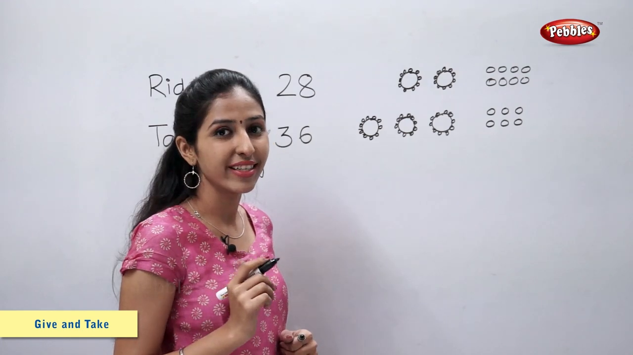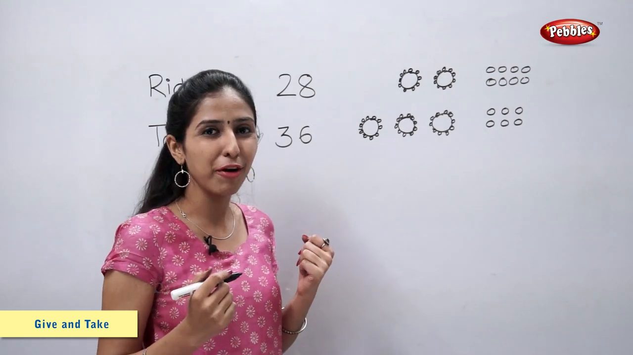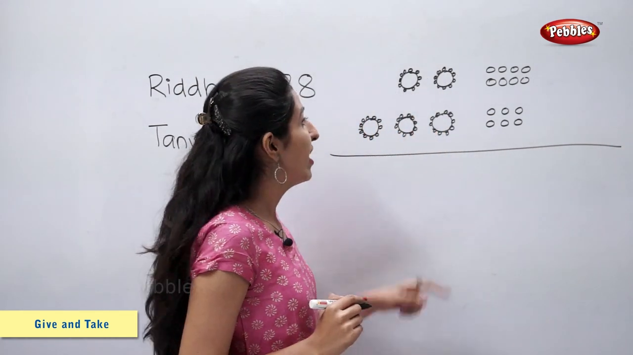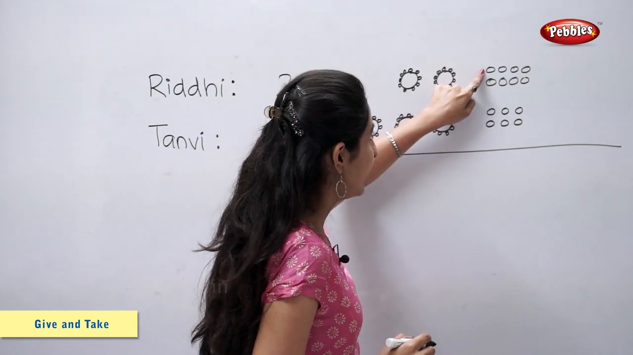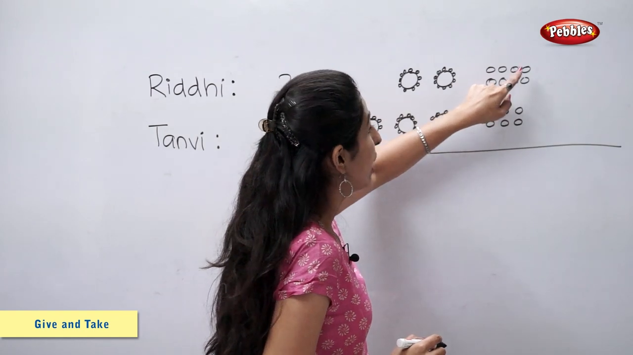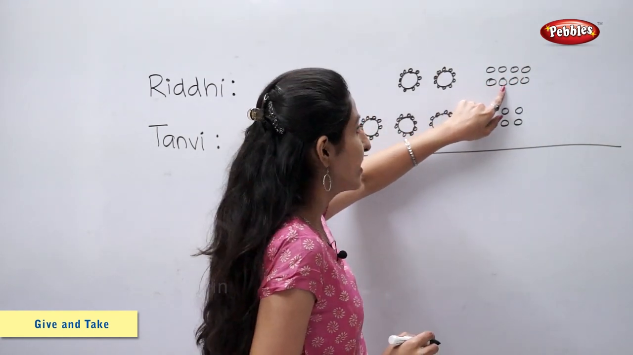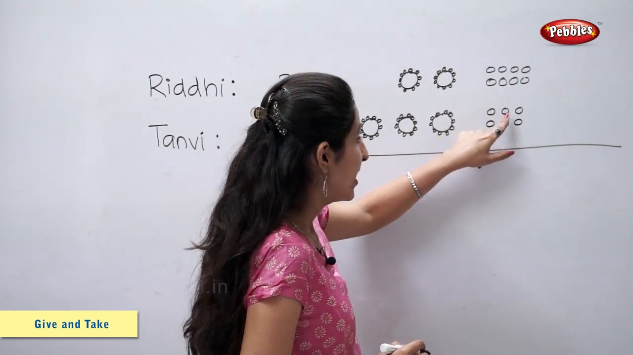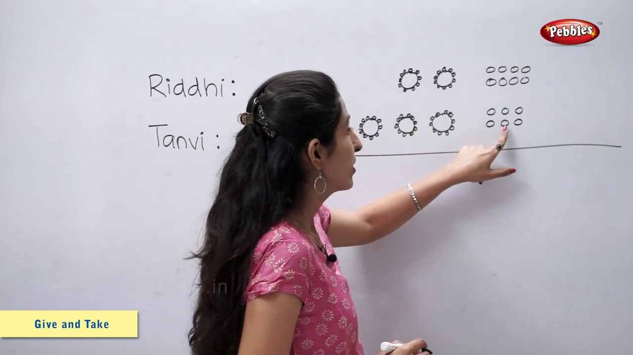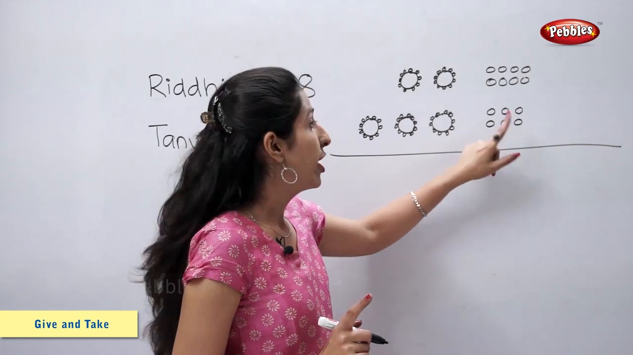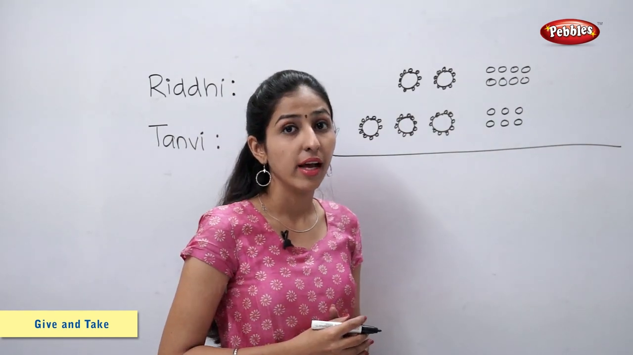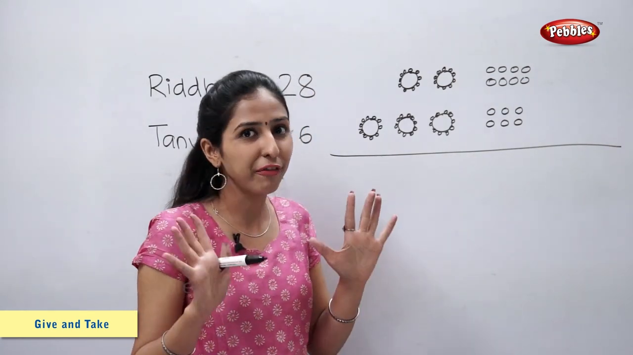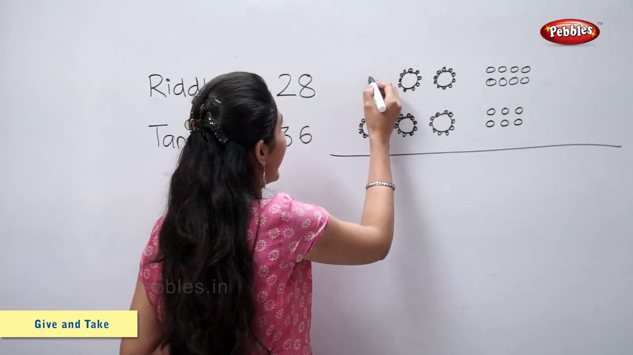6 loose pearls. Now, let us count total number of pearls. Let us first count loose pearls. 1, 2, 3, 4, 5, 6, 7, and 8. 9, 10, 11, 12, 13, and 14. So we are having 14 pearls. Out of these 14 loose pearls, I can make one more bangle of 10 pearls. So let's make one more bangle.